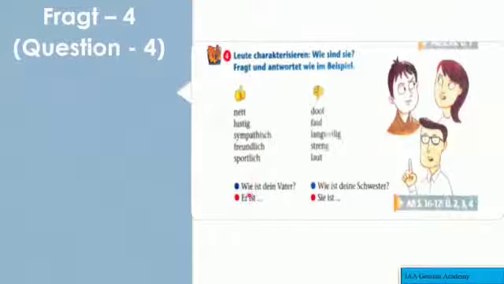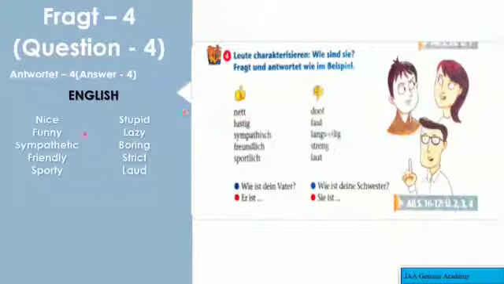So beneath the adjectives are some questions and we have to answer them using these adjectives. So I'm going to tell their answers and I'm also going to translate all these adjectives. Answer 4. Now I'm going to translate them in English. Nett means nice, lustig means funny, sympathisch means sympathetic, freundlich means friendly, sportlich means sporty, doof means stupid, faul means lazy, langweilig means boring, streng means strict, and laut means loud.